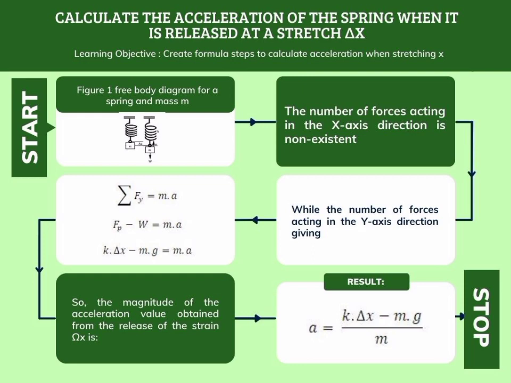The next step, the magnitude of the acceleration value obtained from the release of the spring is with this formula. Acceleration equal to k delta x minus mass times gravity, divided by mass. That formula is the final result of calculating the acceleration of the spring.